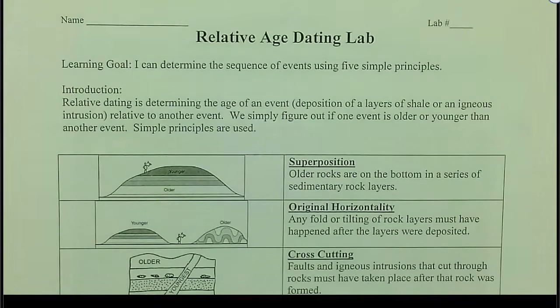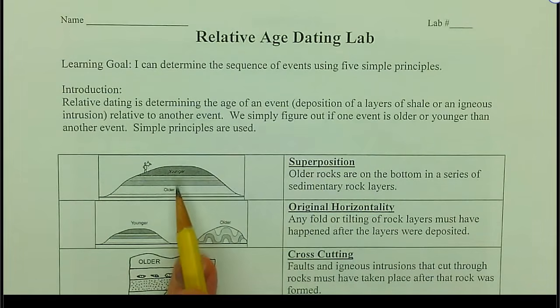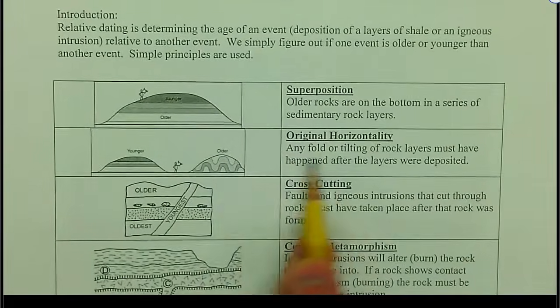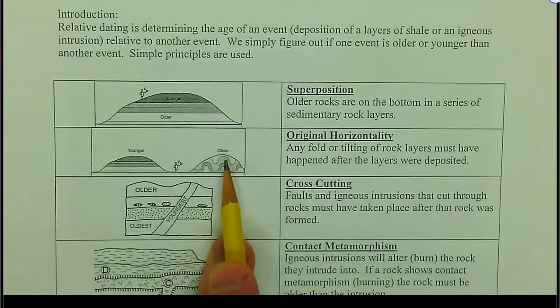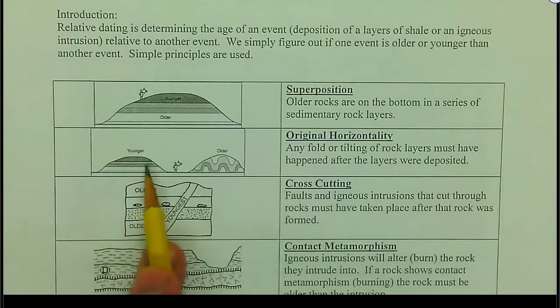In your notes, we were introduced to some simple principles that will help us determine the relative ages of some geologic events. We had superposition, where older rocks are always under younger rocks. Whenever we see a series of sedimentary rocks, we know the oldest rock is at the bottom and younger at the top. Original horizontality: any folds or faults that happen in a rock or tilting must happen after the rock is deposited.